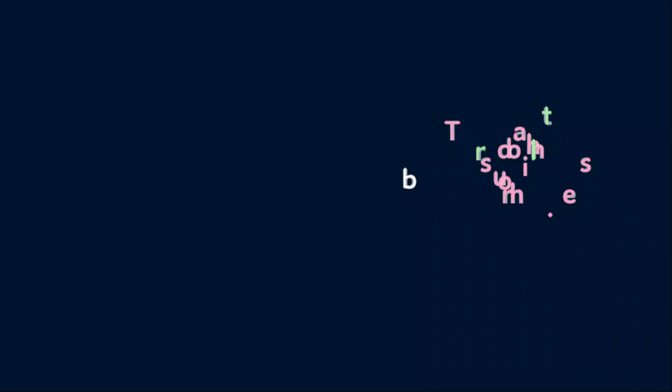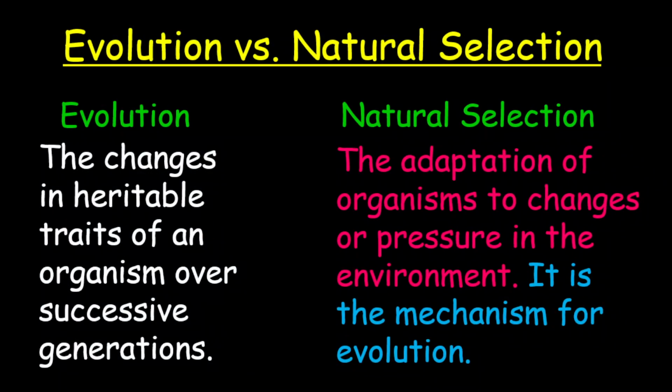All right. Now, what we're going to look at now is the difference between evolution and natural selection. They are different, of course. So evolution now, I want you to understand the differences. So evolution is the changes in heritable traits of an organism over successive generations. In other words, over a long period of time. So what is happening here? Evolution is saying that the traits that can pass on from one generation to the next can change.